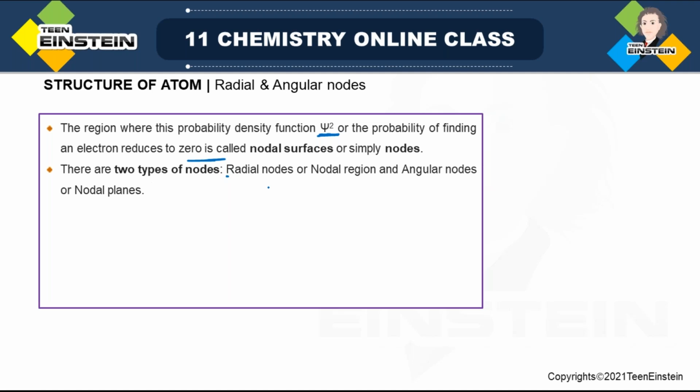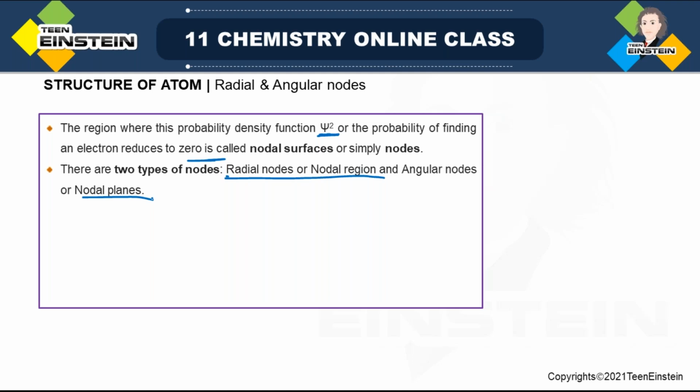So two types of nodes are there. One is the radial node or nodal region, which you have already seen in all those graphs. There is another type of node which is known as an angular node or nodal plane. There are different ways by which you can understand how many radial nodes are there and how many angular nodes are there.